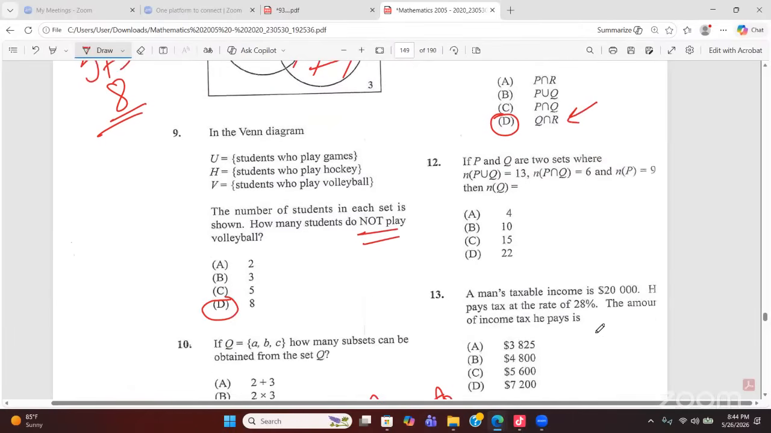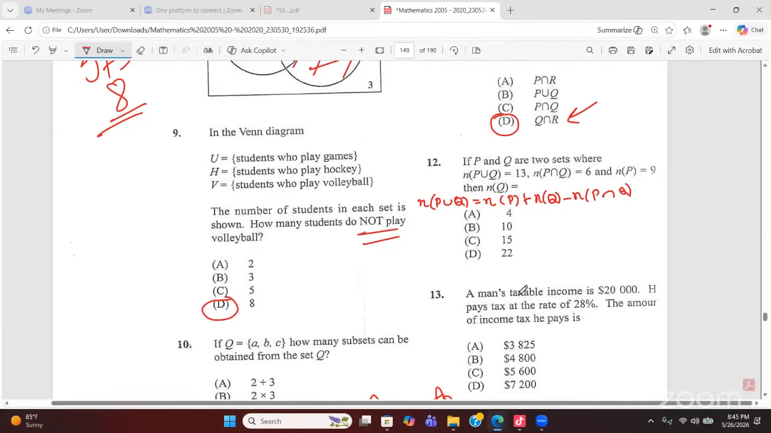Definitely. Now look at number 12. Again, this type of question comes up in every paper. The general set formula: what are we trying to find though? This time they're asking you to find one of the missing things, so you have to be careful. We're going to write the general formula. The number of elements in P union Q is equal to the number of elements in P plus the number of elements in Q minus the number of elements in P intersect Q.